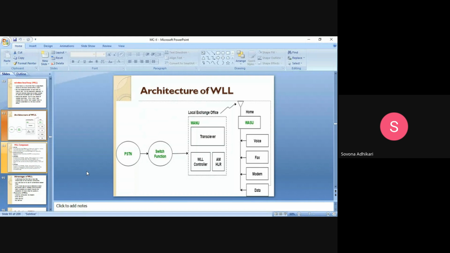And you see the services: voice, fax, modem, data, you can use them in your home by using any device. And if you send data, there must be a connection from your home to the local exchange office, and that connection is known as WLL, and this connection is wireless.